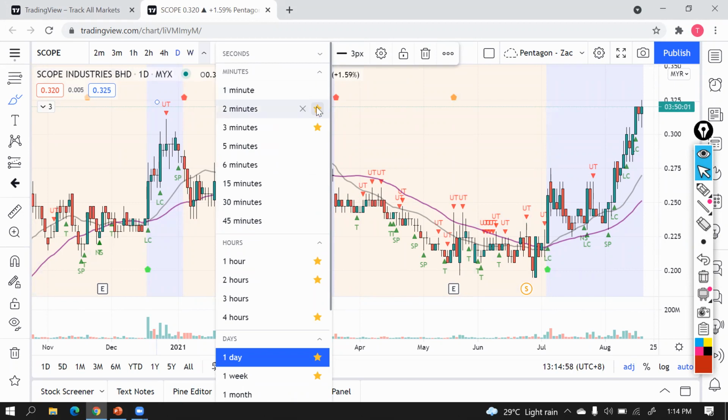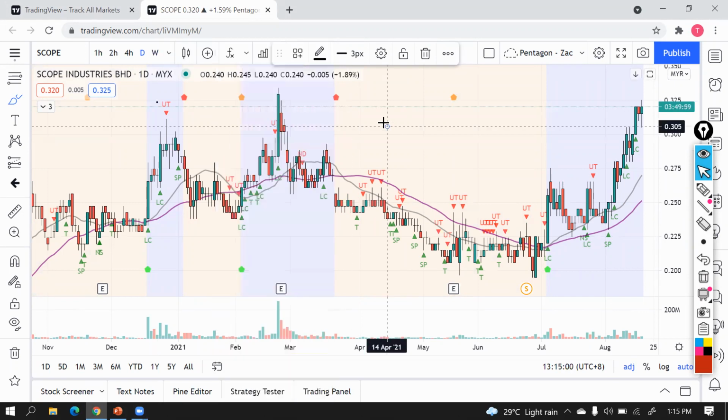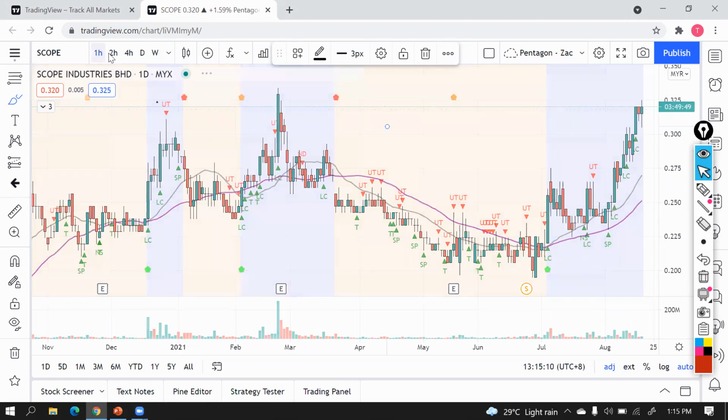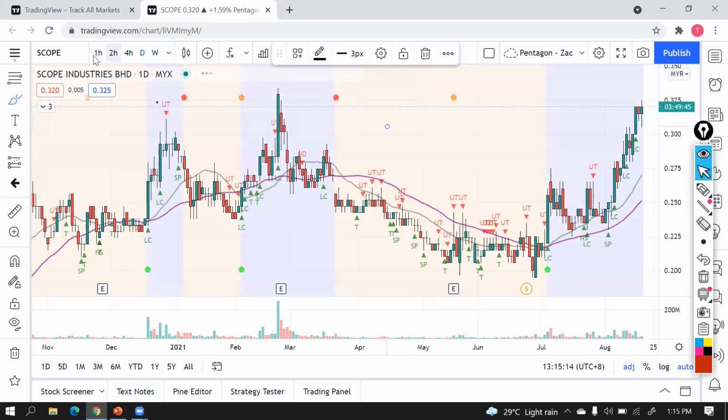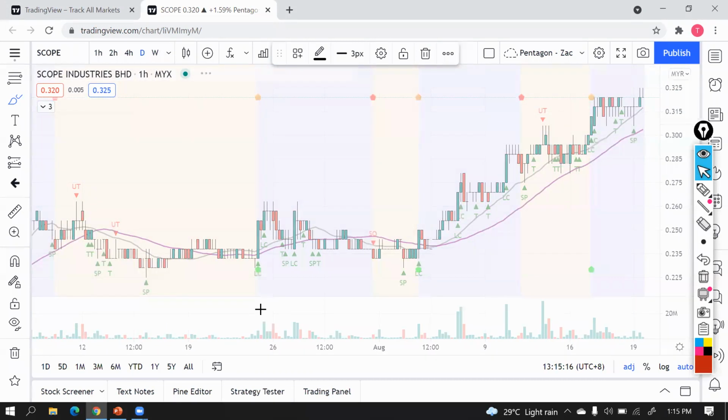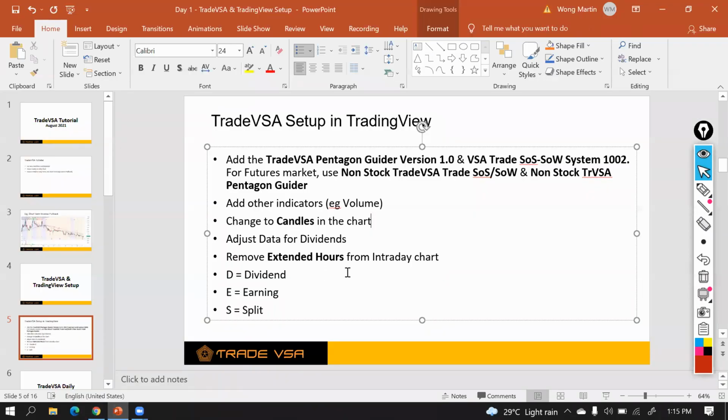Okay, so if you untick or just close the favorite buttons, you can notice that the shortcut keys here are getting fewer. Usually I just like to put my hourly, 4-hour, daily and weekly chart, because these are the few time frames that I'm looking into. So by using this shortcut, I'll be able to click it immediately. Okay, so there's a few quick settings.